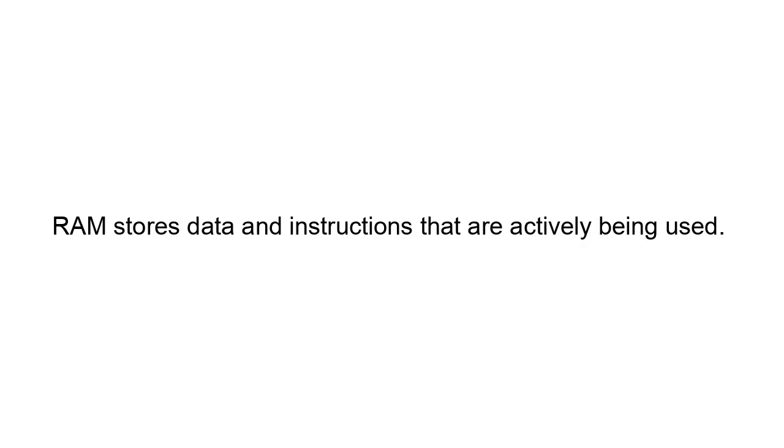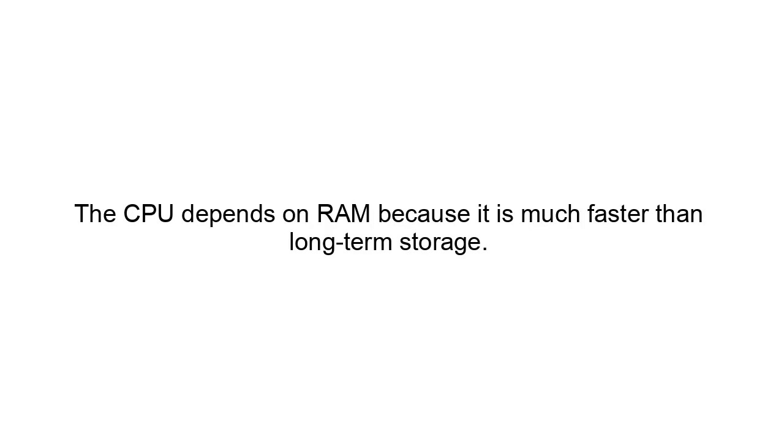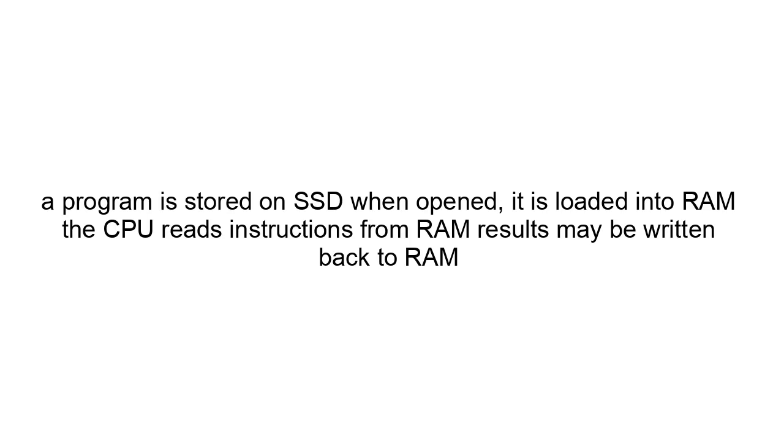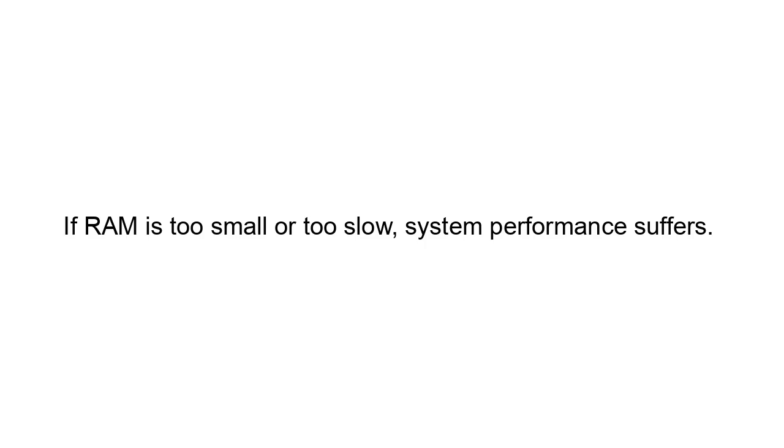How RAM works with the CPU. RAM stores data and instructions that are actively being used. The CPU depends on RAM because it is much faster than long-term storage. Example concept: storage means RAM means CPU. For example, a program is stored on SSD. When opened, it is loaded into RAM. The CPU reads instructions from RAM. Results may be written back to RAM. If RAM is too small or too slow, system performance suffers.